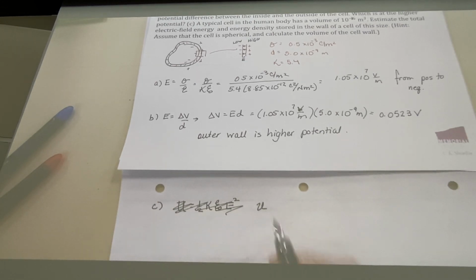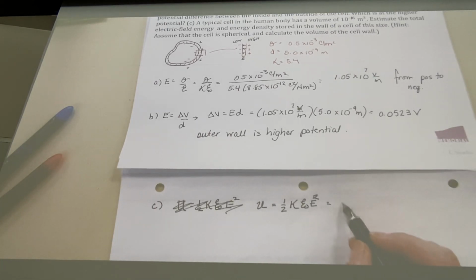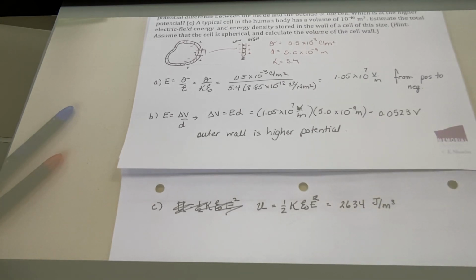We'll do the energy density first, and then we'll do the energy. 1/2 times kappa times epsilon naught times E squared. When we put our numbers in there, we get 2,634 joules per cubic meter. Okay, so we've got a high energy density there.